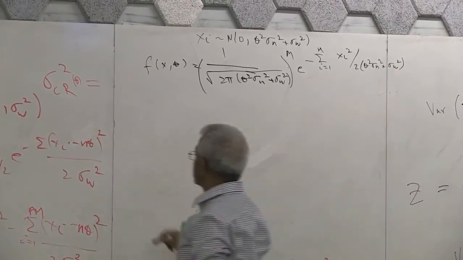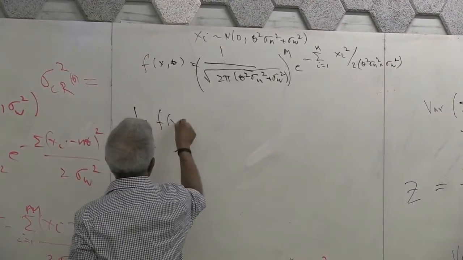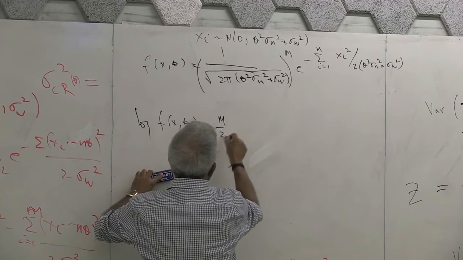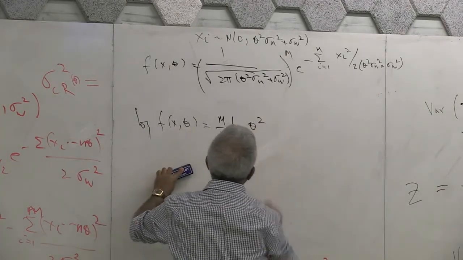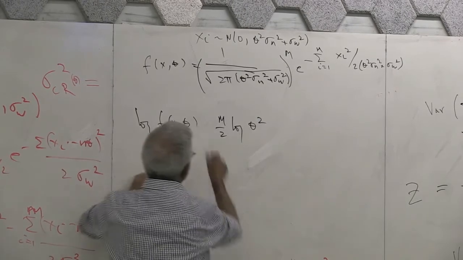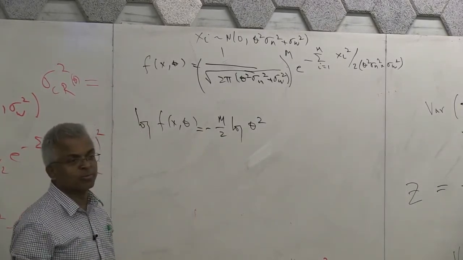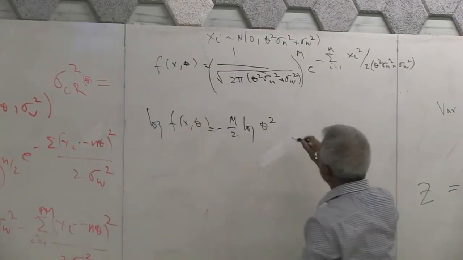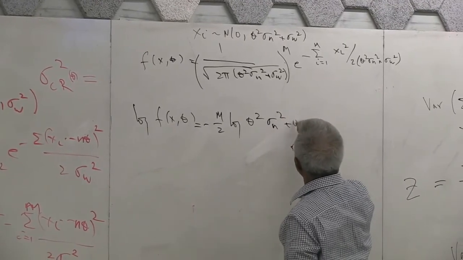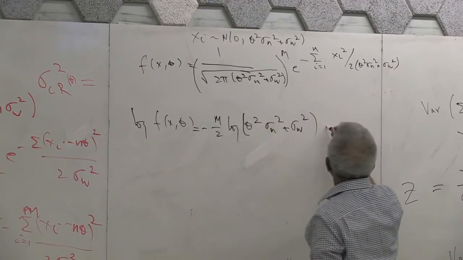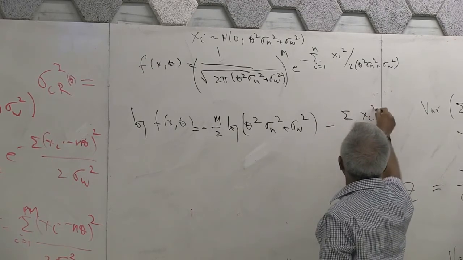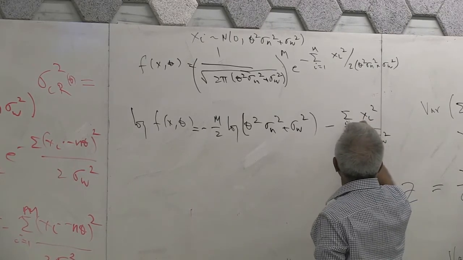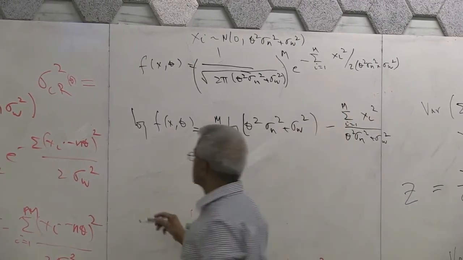Okay, so let's quickly look at the log f and see where I went wrong. So log f of x comma theta is minus m by 2 log of theta squared sigma n squared plus sigma w squared, minus sigma xi squared over... There is a minus, right? Because it's in the denominator. So let's take the first derivative. This is where we went wrong, I think.